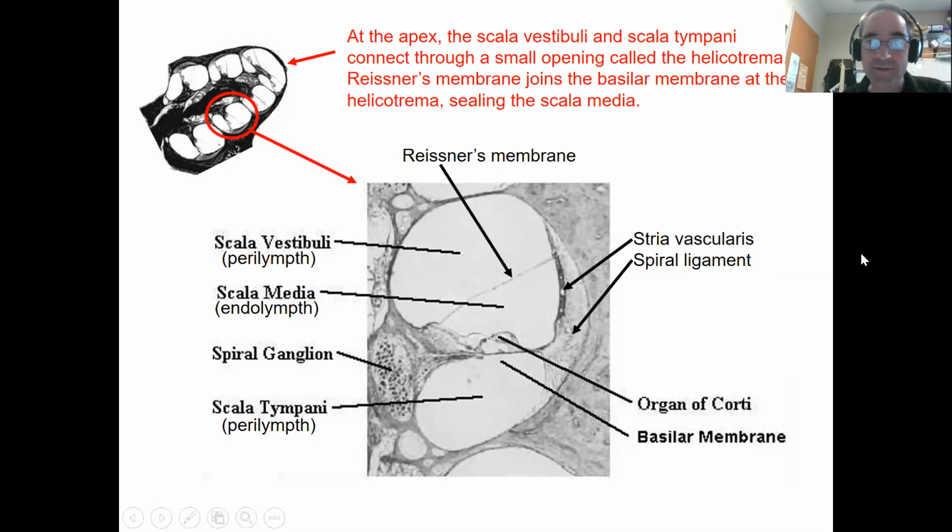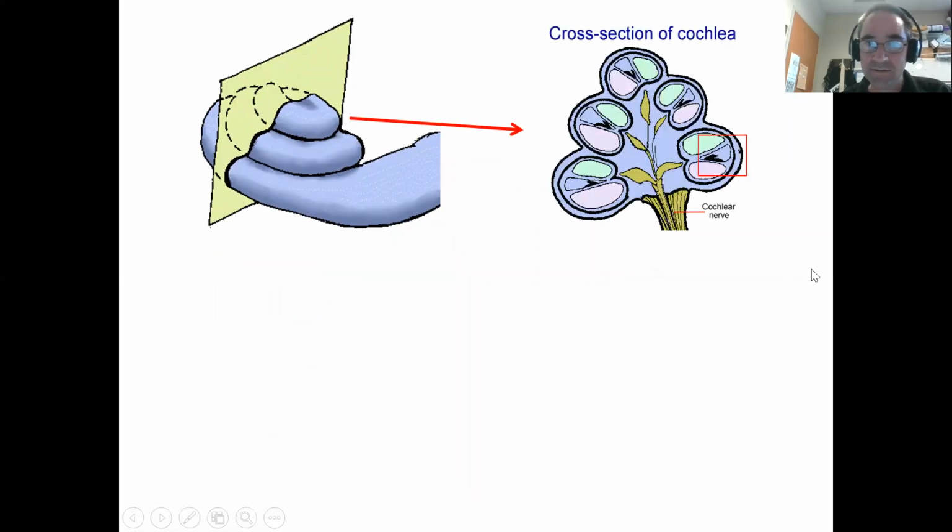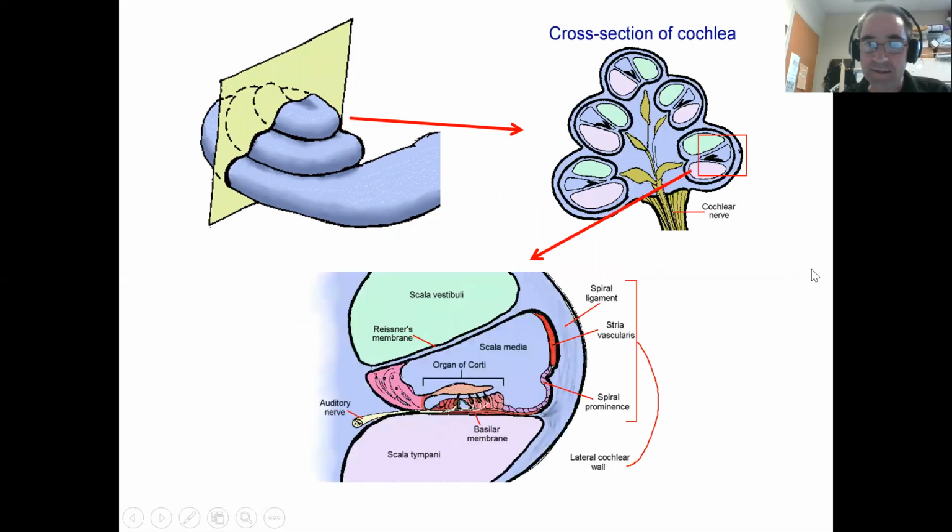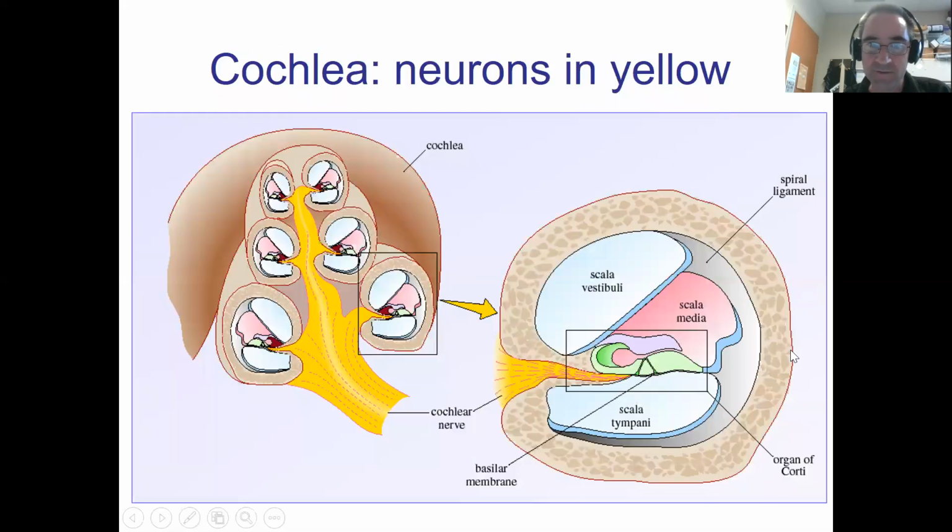I was just talking about the helicotrema. All right. So we're looking again at the organ of Corti. So let's zoom in on that and see what some of the structures in there might be.